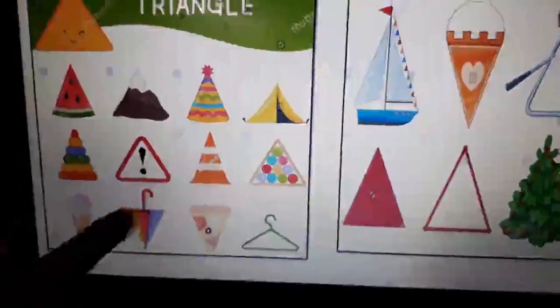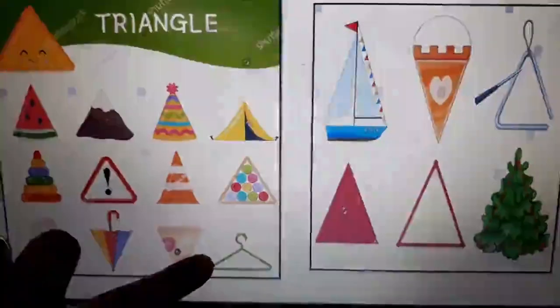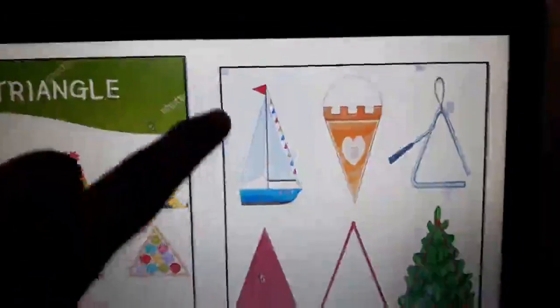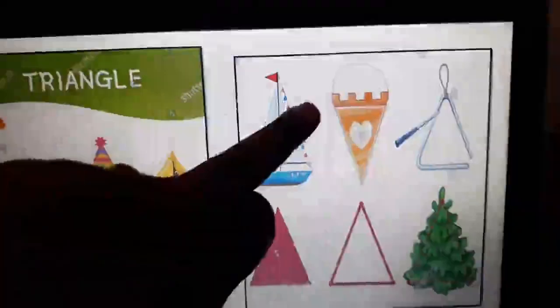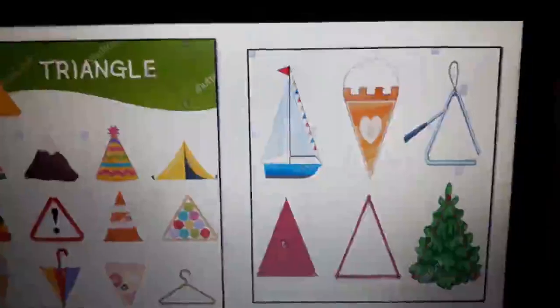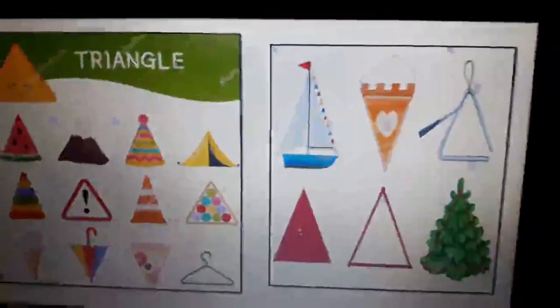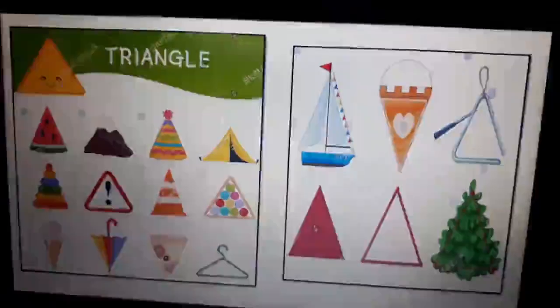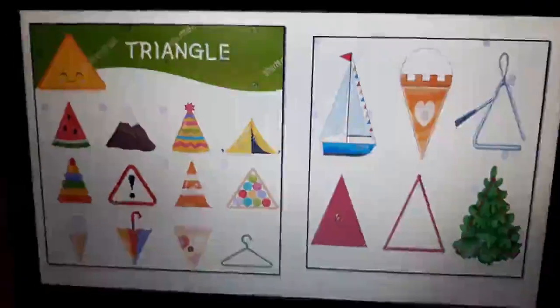Umbrella is triangle in shape. Slice of pizza. As I told you, hanger is triangle in shape. Then we have the sailboats. के जो sail होते हैं, they are triangle, isn't it? Christmas tree is triangle in shape. Again, we have one more ice cream cone that is triangle in shape. And do you know what is this? It is a musical instrument, and you will find it triangle in shape, but it is not joined from one side. Clear? So these are different objects of triangle shape.